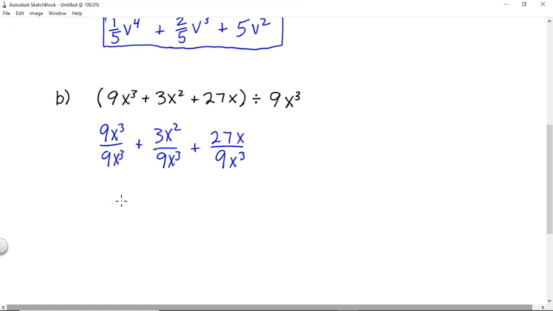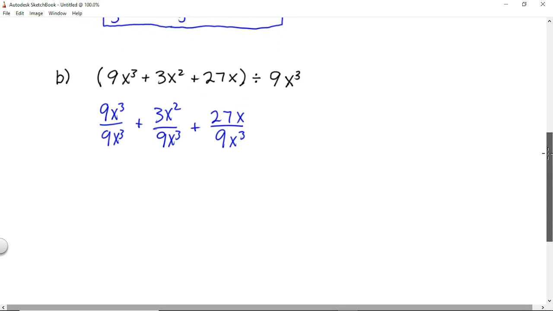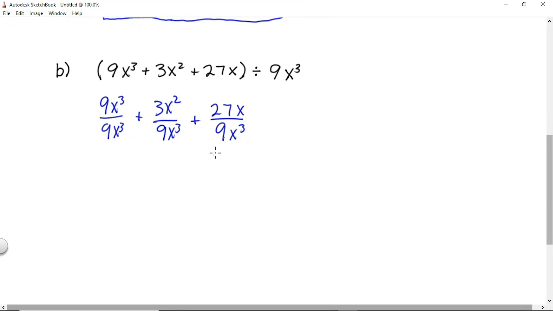Okay, so the first one turns out that's 9x cubed divided by itself, right? So that is 1. The next one, if we look at the numbers, it's 3 divided by 9. And with the variable, we subtract exponents of the like base. The base is x, of course, for both in the numerator and the denominator. So subtract exponents, 2 minus 3, that's negative 1.